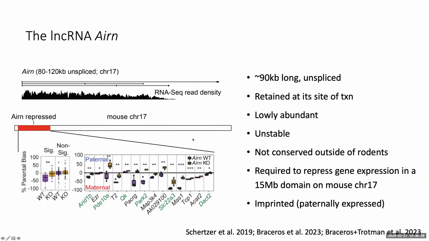It's required to repress gene expression over about 1/10 of mouse chromosome 17. And it does so in an imprinted manner. So for those of you who haven't heard of genomic imprinting, this particular non-coding RNA is only expressed from the paternally inherited chromosome, and that is the chromosome that it induces gene repression on.